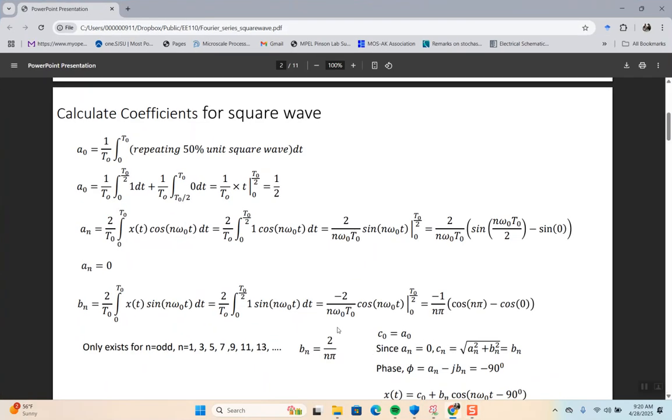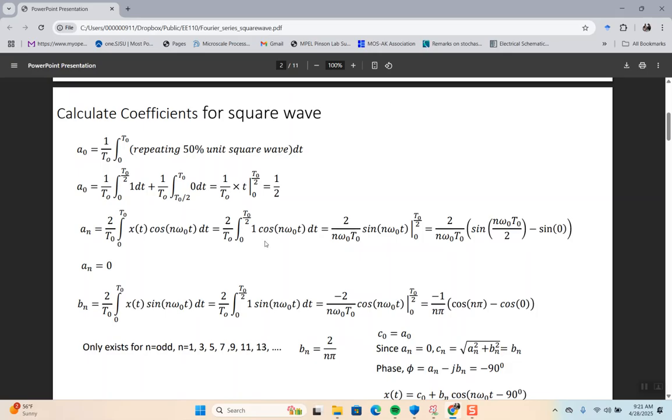All right. Now, A naught. Now we're taking twice the average, but now it's x(t). I've been using f(t) prior, but it's x(t) times cosine, and then n. It's not 1, 2. Conceivably, it's 1, 2, 3, 4, 5, infinity. We don't know.